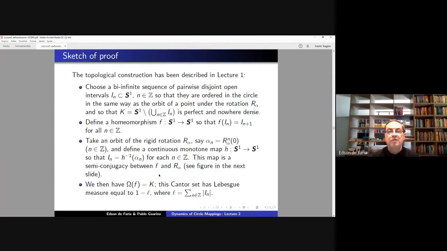But the upshot of this is that the non-wandering set becomes this Cantor set K that was constructed. And this Cantor set, of course, has Lebesgue measure equal to 1 minus the sum of the lengths of all these pairwise disjoint intervals I sub n. Okay? So you can specify the measure of the minimal set. You can specify the rotation number. And what you haven't done yet is to make the map into a diffeomorphism. So can this recipe here be applied to produce a diffeomorphism of the circle?